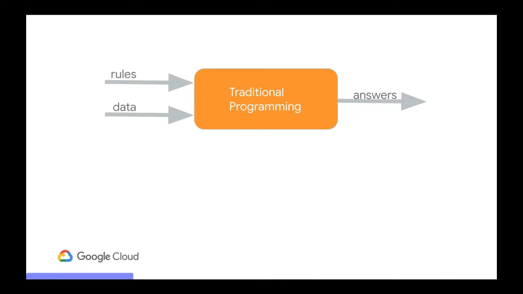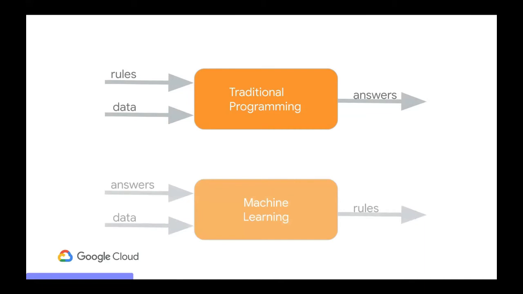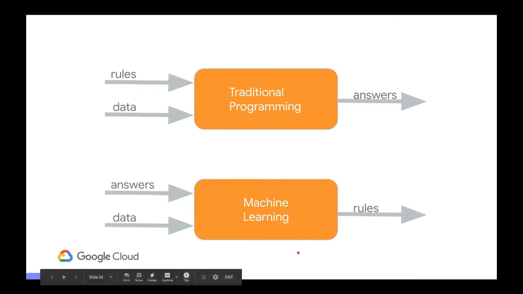However, with machine learning, it's going to be a little bit different because you need to have some of those answers to help you flesh out that model or the rules, right? So you need to have existing answers along with the data and then output something that you can use to help you with new data. Okay, so machine learning requires just a little bit of tweaking your thinking to wrap your head around it better.